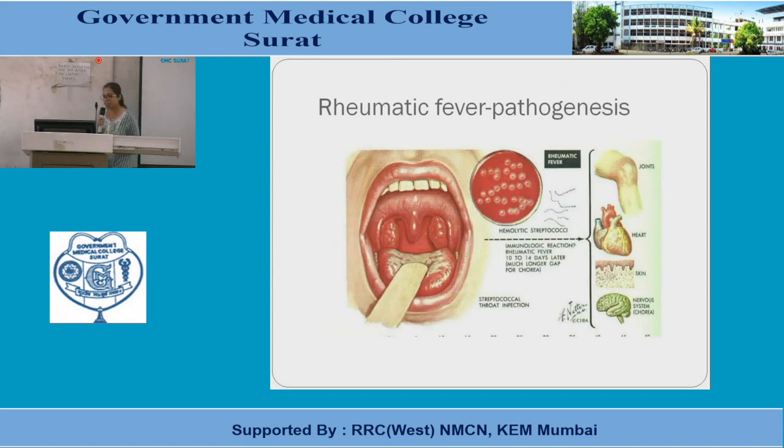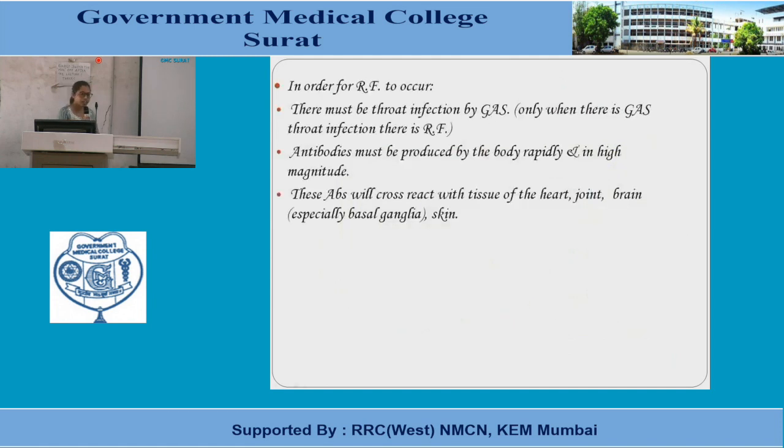You can easily see exudate on the surface of the tongue, and the major manifestations include arthritis, pancarditis, erythema marginatum, subcutaneous nodules, and chorea. So, in order for rheumatic fever to occur, there must be throat infection by the group A beta hemolytic streptococci. Antibody must be produced by the body rapidly and in high titer. This antibody now cross-reacts with the human connective tissue.